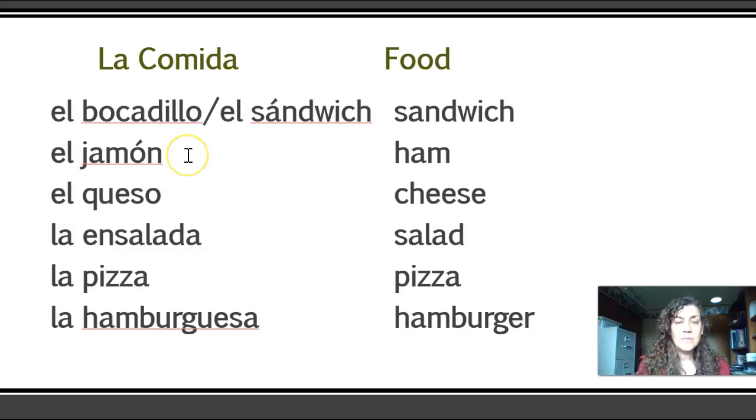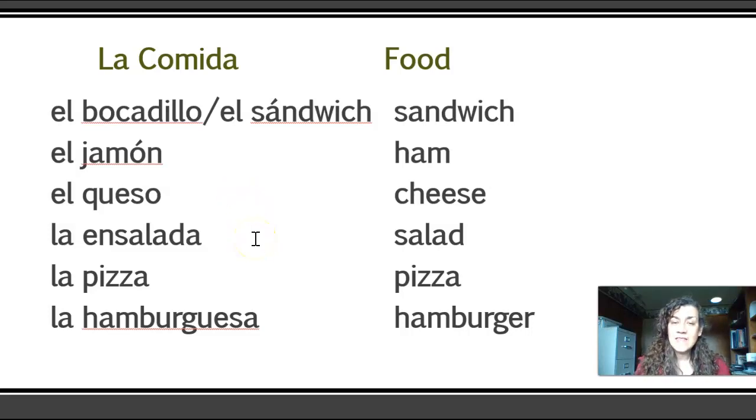The accent reminds you to put the stress on the second syllable. El jamón. That's ham. El queso is cheese. So in Spanish, QU sounds like a K, not like a QW like in English. We have a lot of words that start with QU, like quiet or quick or quack, but you don't pronounce it that way in Spanish. So don't say queso. Okay? It's el queso.